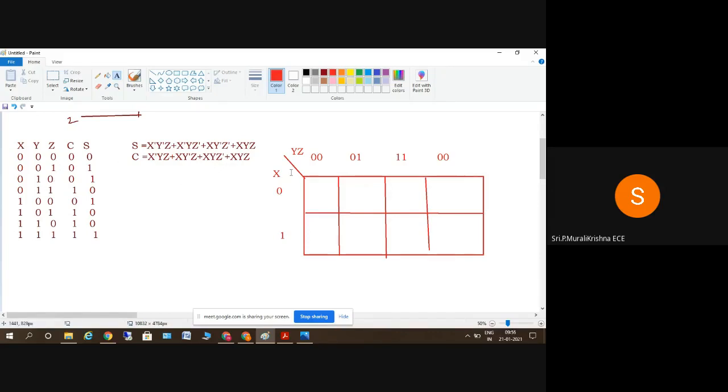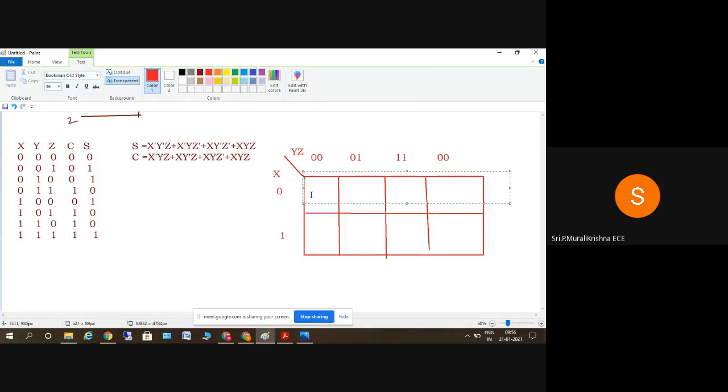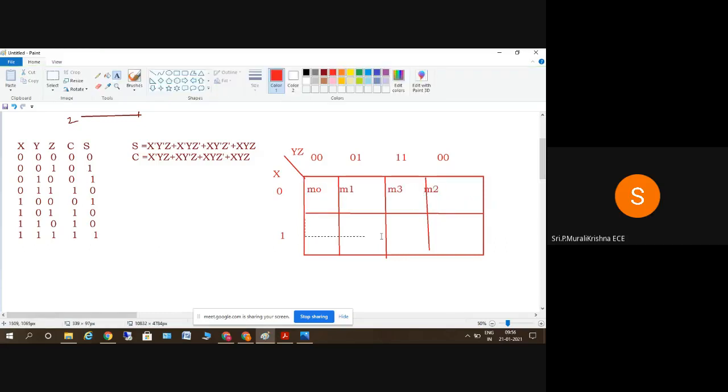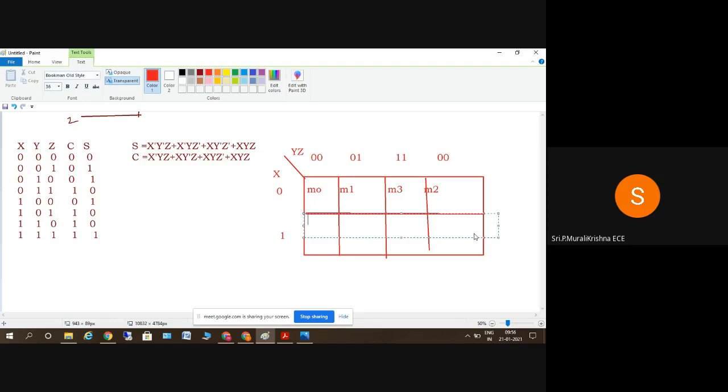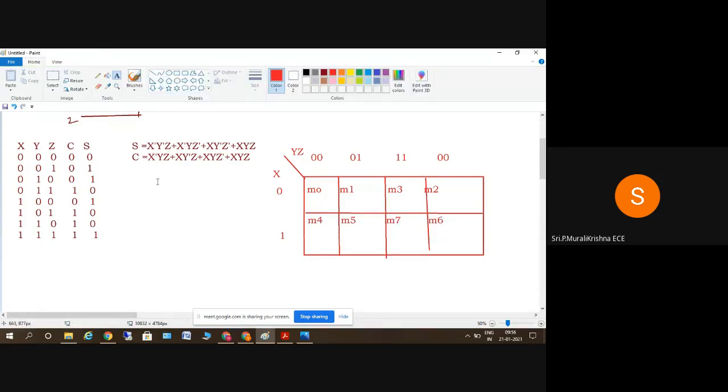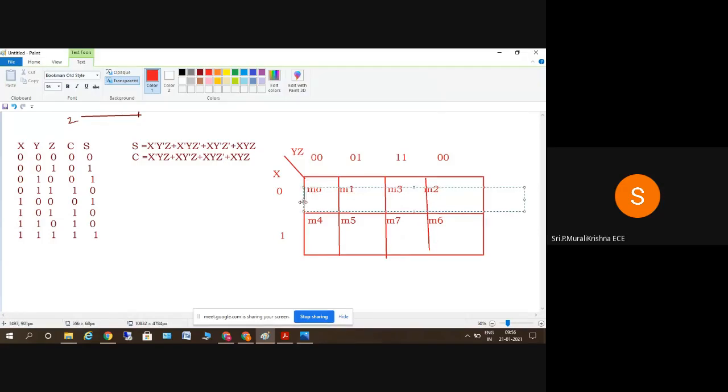So what are the values here? What are the min terms here? Min terms are nothing but this is m0. I'm letting you know the min terms here: m1, m3, m2, and this is m4, m5, m7, m6. Okay. So tell me the min terms for carry here. I'm talking about carry. What are the min terms for carry?